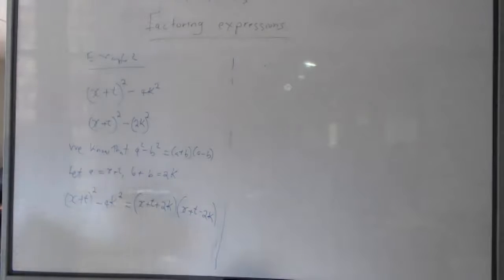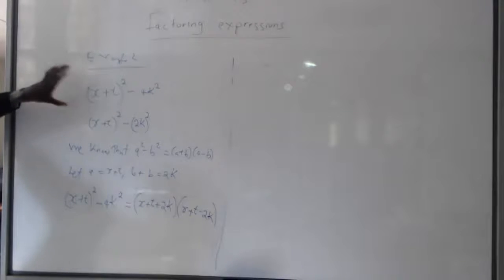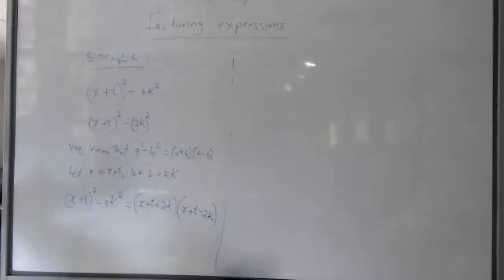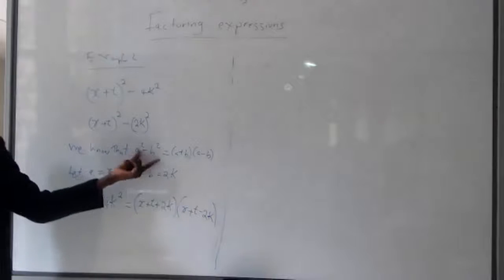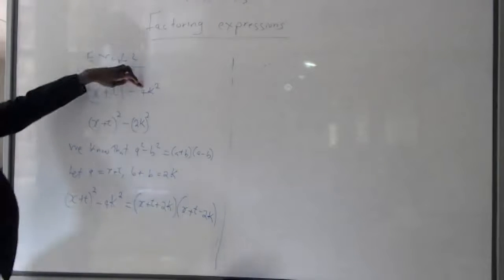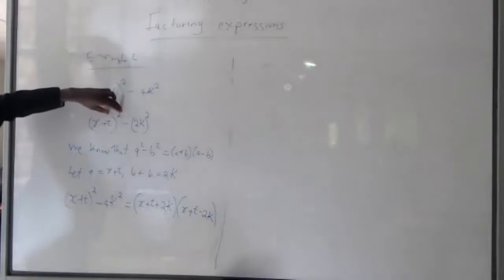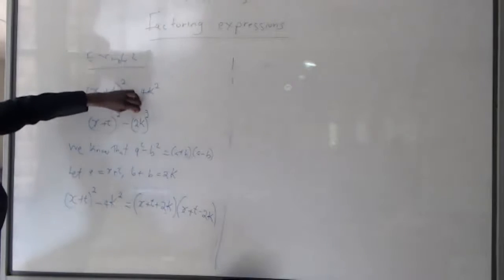So sorry, just repeat all that again. This example? Yes, the whole example. Okay, let's do it once more. We want to factorize (x plus t) squared minus 4k squared using difference of squares. So the first thing is to express this in the form a squared minus b squared. Write it first as a difference of 2 squares. Then you realize that 4 can be written as 2 squared. So the same expression is (x plus t) squared minus (2k) squared.